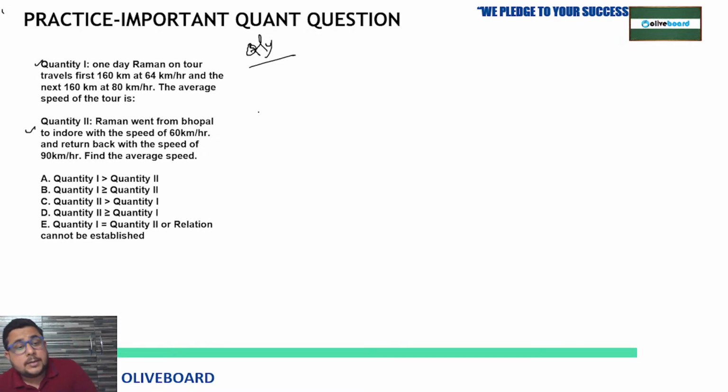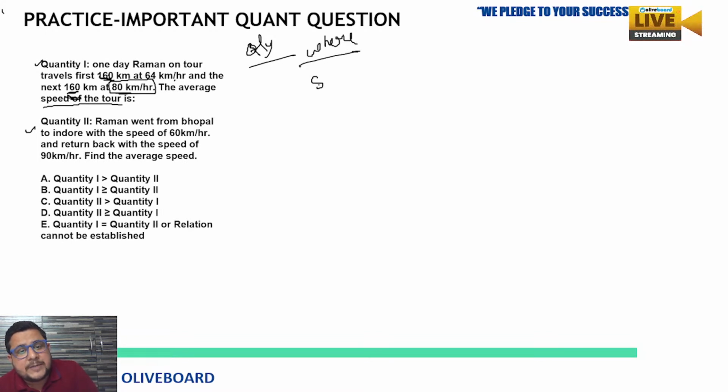Okay. See here. The quantity 1 is what? One day Raman on tour travels 160 km at 64 km per hour speed, and the next 160 km at 80 km per hour speed. The average speed of the tour is. So see, the distance is constant, same or not. When the distance is same and speed is different, then for average speed, you have two speeds, s1 is 64 and s2 is 80 kilometer per hour. It is in kilometer per hour, and you are covering 160 and 160, which means the distance is same.